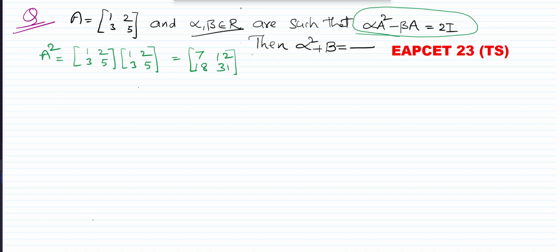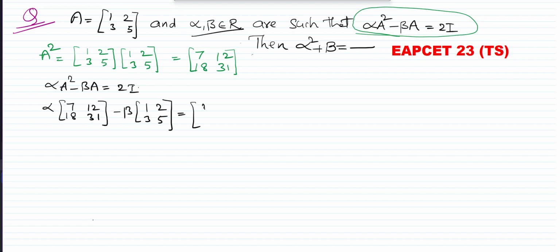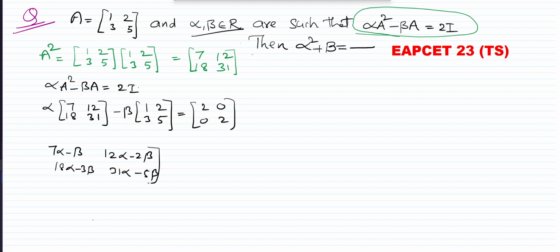Now the given relation is alpha A square minus beta A is equal to 2I. Alpha into A square, this is 7, 12, 18, 31, minus beta into A value 1, 2, 3, 5, is equal to 2I, that means 2, 0, 0, 2. So this is 7 alpha minus beta, 12 alpha minus 2 beta, 18 alpha minus 3 beta, 31 alpha minus 5 beta. This value is equal to 2, 0, 0, 2.